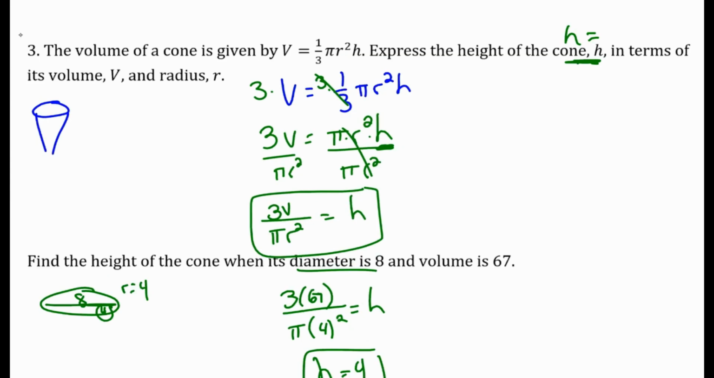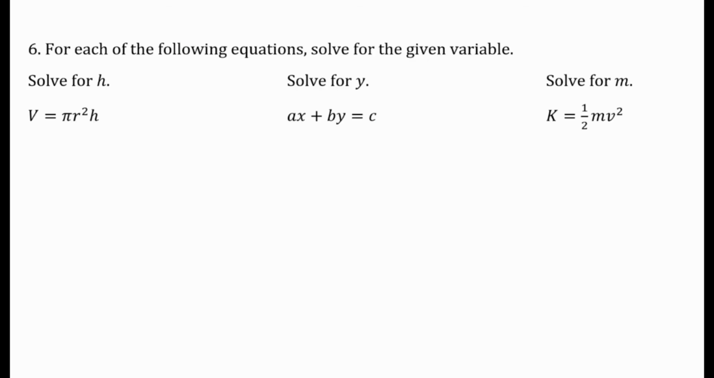So to get rid of a 1/3, I multiplied by 3. To get rid of a 1/2, I multiplied by 2. To get rid of a 1/6, I'm going to multiply by 6. Let's try a little on your own. For each of the following equations, solve for the given variable. So let's pause and see if you can solve these 3 equations here for the given variable. Then check your work with mine.